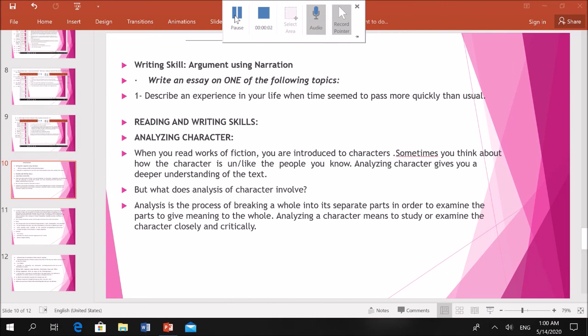Writing skill, argument using narration. So now we are going to ask you to write an essay, and in your argument you must use narration. Describe an experience in your life when time seemed to pass more quickly than usual. So your essay will focus on an experience where you felt that time passed so quickly. هنتكلم هنا في الاسي بتاعتنا على experience مرينا بيها حسينا ان الوقت بيعدي بسرعة.